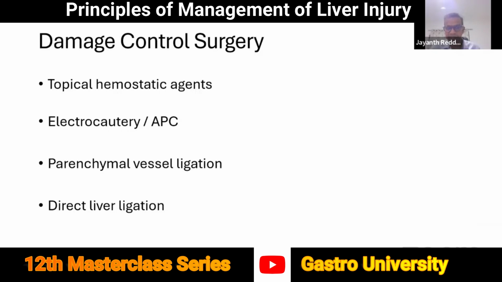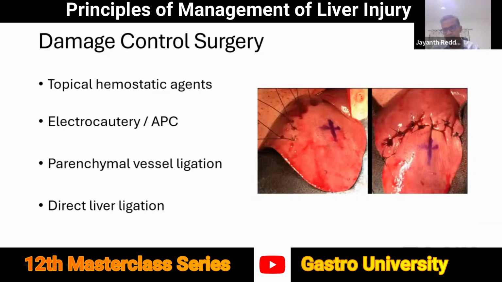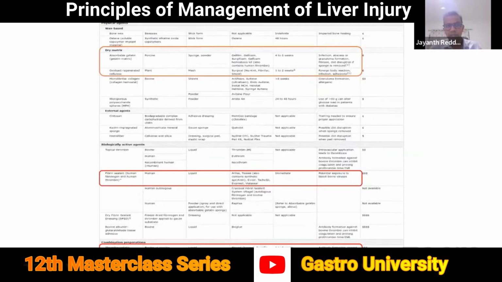Parenchymal vessel ligation and direct liver suturing. I came across this paper where they use the Carter-Thomason needle that we use to close port sites during laparoscopic surgery, where they pass it through and through the liver parenchyma using absorbable sutures, and then bring it on, and approximate the two edges of the liver, whereby you can achieve control. I personally have not used this. These are the different hemostatic agents that are used, like I said, just as an adjunct, not as a primary modality.